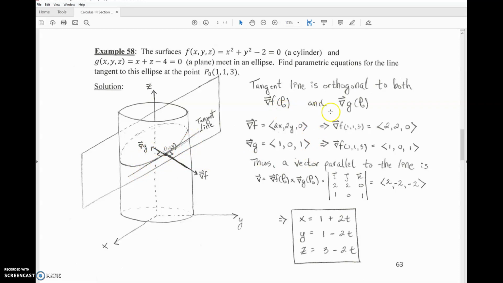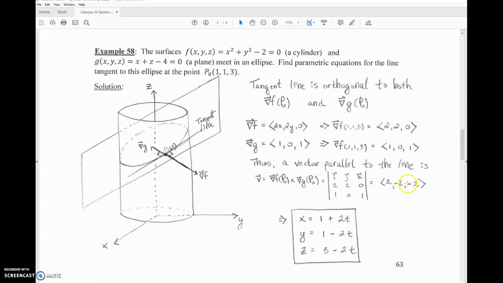So the gradient of f at P naught and the gradient of g at P naught is what we need to look at. I get the gradient of f and the gradient of g, evaluate them at P naught, which is 1, 1, 3, and I get these two vectors. A vector that is parallel to the line is going to be orthogonal to both the gradient of f and the gradient of g. So I can find a vector parallel to the line by crossing those two vectors. That means the vector v, which would be parallel to the line, is the cross product of the gradient of f at P naught with the gradient of g at P naught. And you work that out and you get 2, minus 2, minus 2.